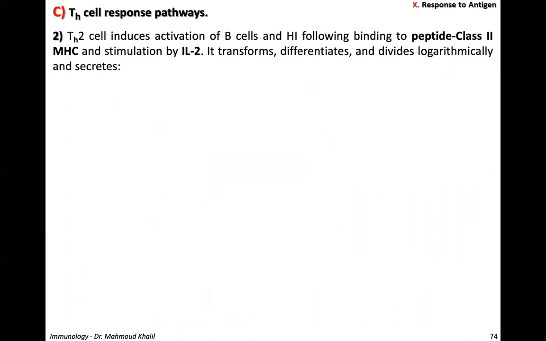If you go for T helper 2, actually T helper 2 is more concerned with the activation of B cell and the humoral immunity, following, of course, the binding of the T helper 2 with the peptide bound to class 2 MHC, and of course from the stimulation by interleukin 2, which is secreted by the T helper 1. So it transforms as well, differentiate and divide as well, and secrete.